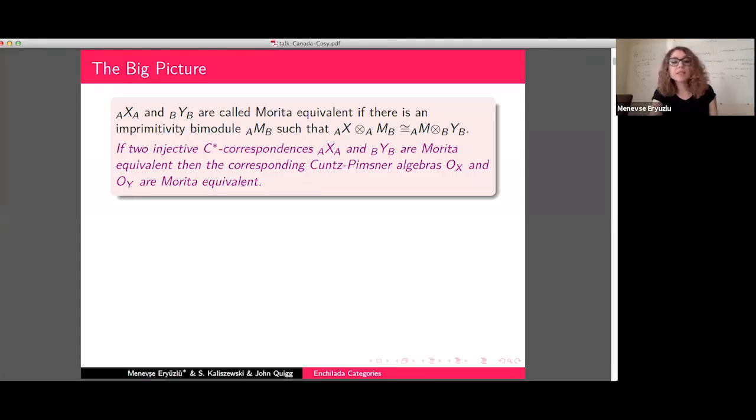They prove that two injective C-star correspondences are Morita equivalent. If that's true, then the corresponding Cuntz-Pimsner algebras are, I should say, strongly Morita equivalent in the sense of Rieffel. I mean, there is an imprimitivity bimodule between the Cuntz-Pimsner algebras. Now, again, what does it mean to have these two C-star correspondences to be Morita equivalent? It means that we have an imprimitivity bimodule giving us this isomorphism.